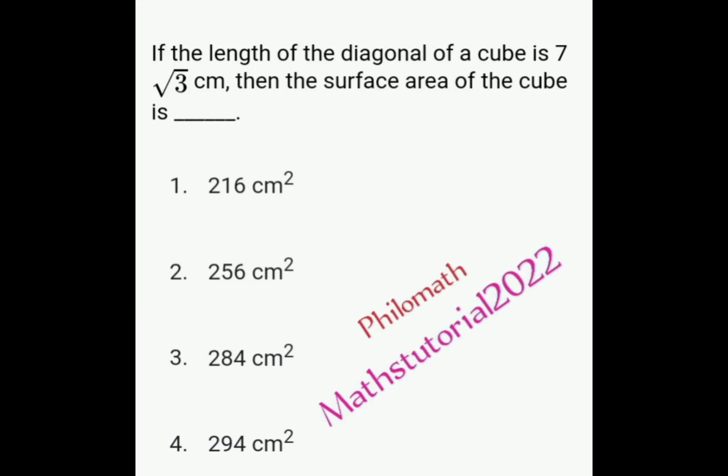Today in this video I am going to solve this problem. If the length of the diagonal of a cube is 7 root 3 centimeter, then find the surface area of the cube. Here 4 options are given. We have to choose the correct option. In the question it is given that the length of the diagonal of a cube is 7 root 3 centimeter, and from this we have to find the surface area of the cube. So let us begin the solution.